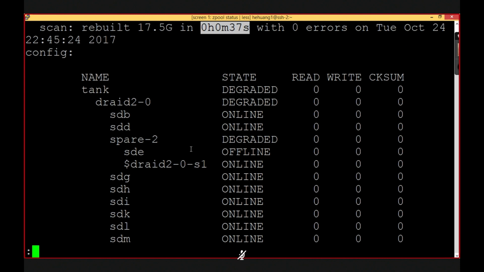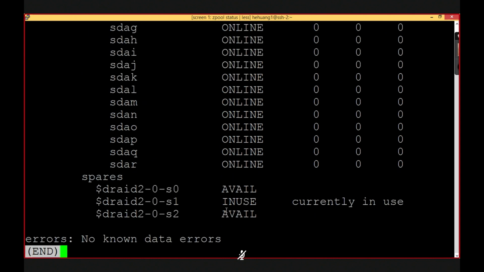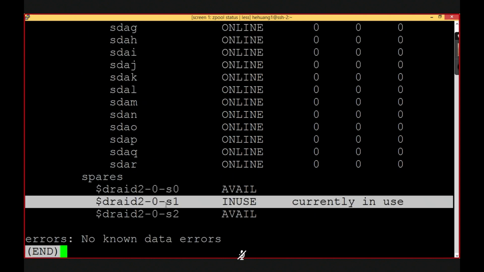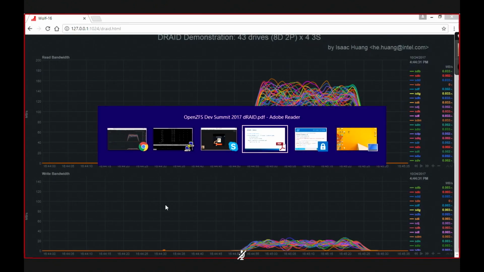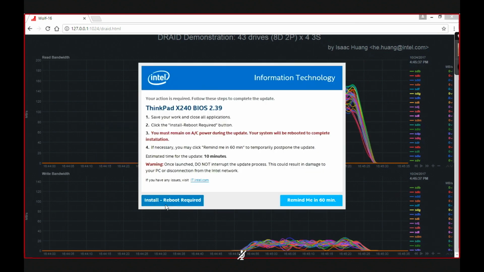Here we can see that the offline SD device has been replaced by a distributed spare. And if we go down, we will see that the spare is now in use. So basically it acts just like a normal spare, except that you can only use it to replace a drive in its parent DRAID vdev and not anything else. So now let's go back to the slide. Oops, sorry.